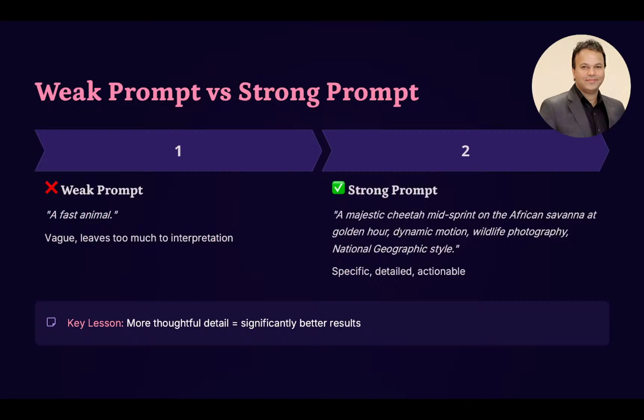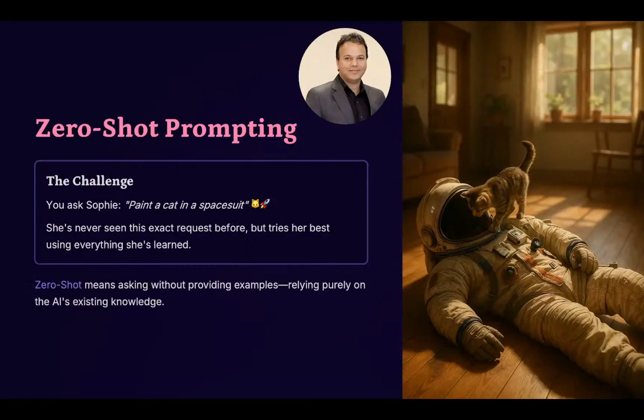So let's take a look at the fast animal example, right? That was a weak prompt. It's very vague. There's so much you can interpret, right? Instead, look at the good prompt on the right side. A majestic cheetah mid-sprint on the African savanna at golden hour, dynamic motion, wildlife photography, National Geographic style. It's very specific, it's detailed, and it's actionable, right? So the stronger your prompt is, the better your results are going to be. That's what prompting is all about.